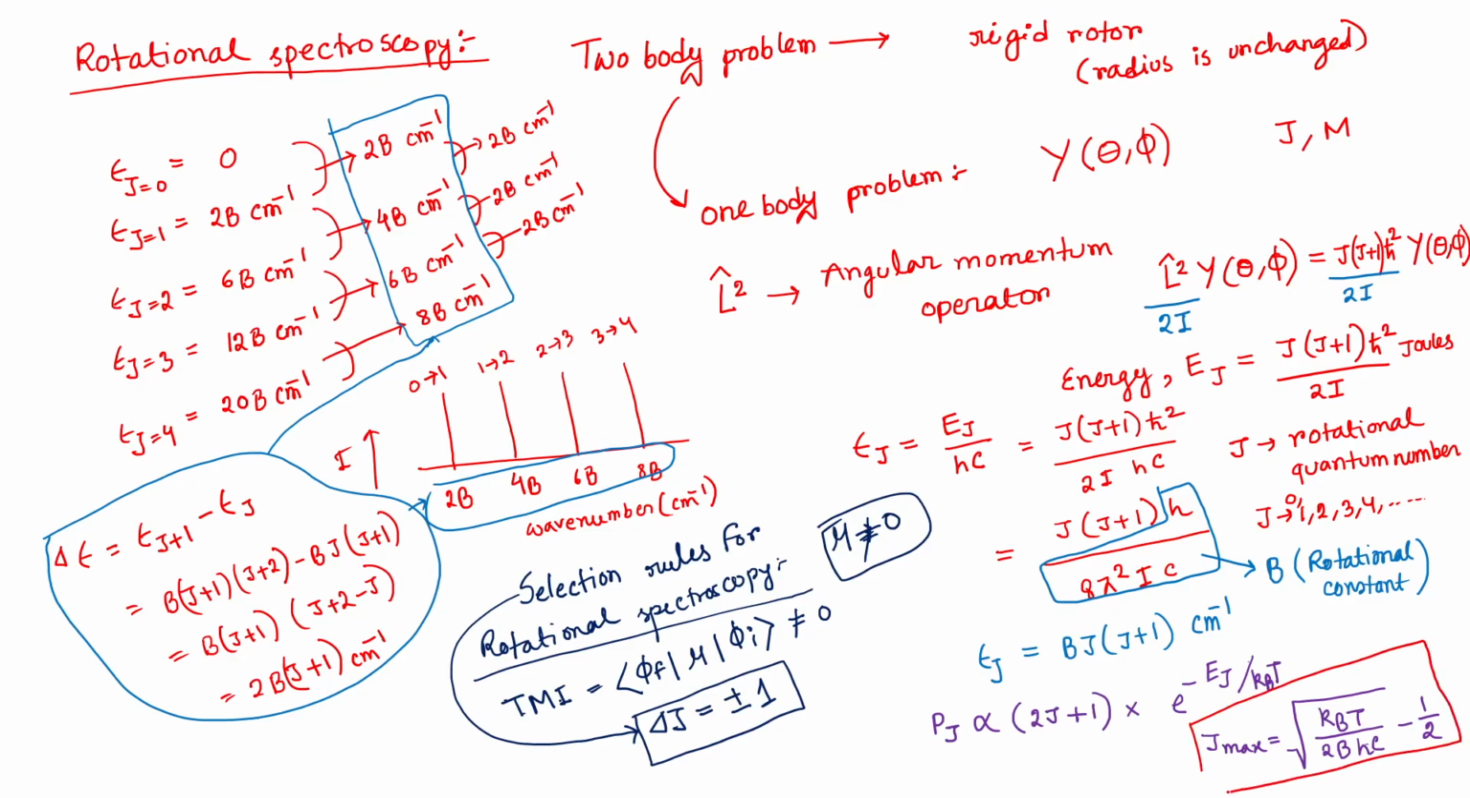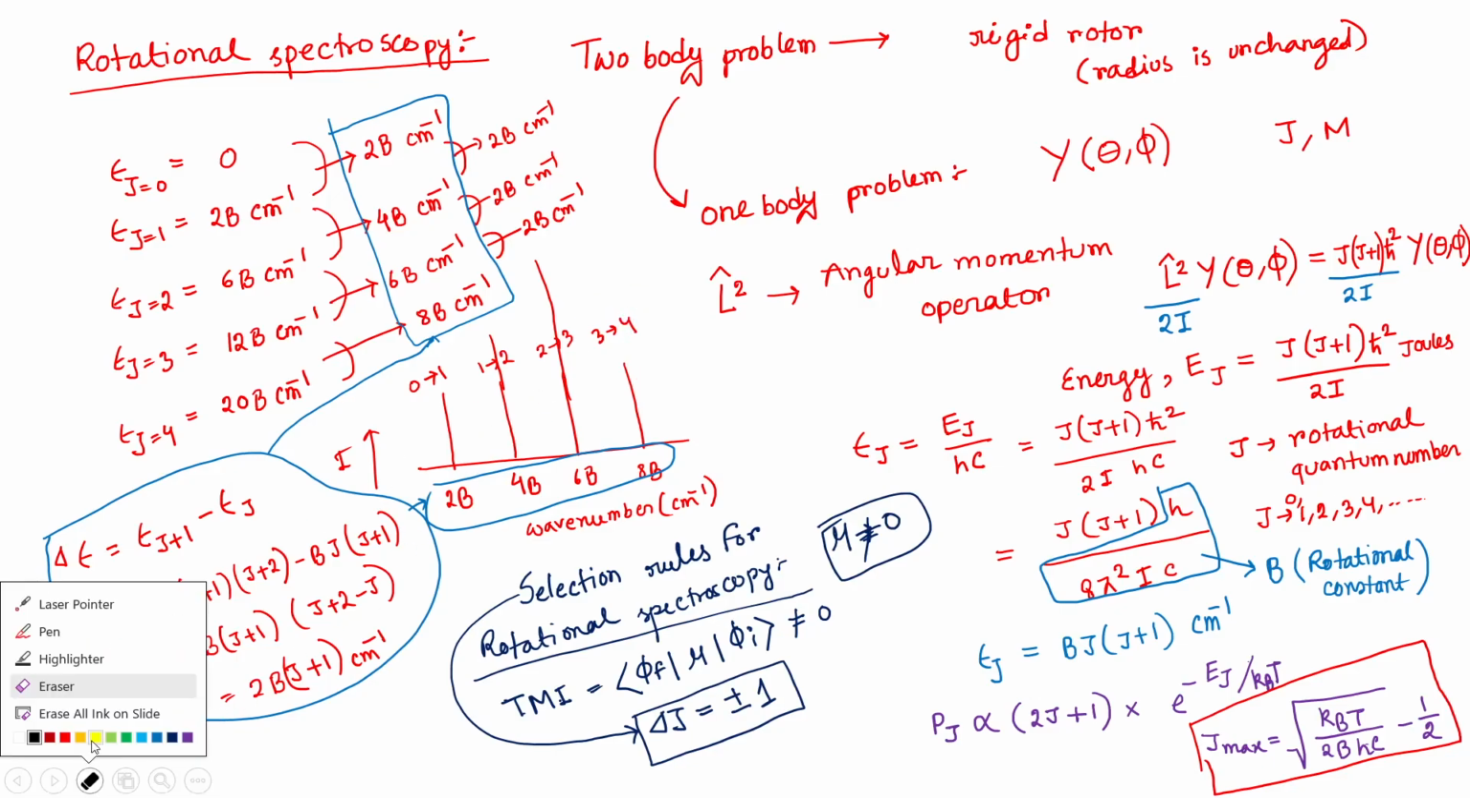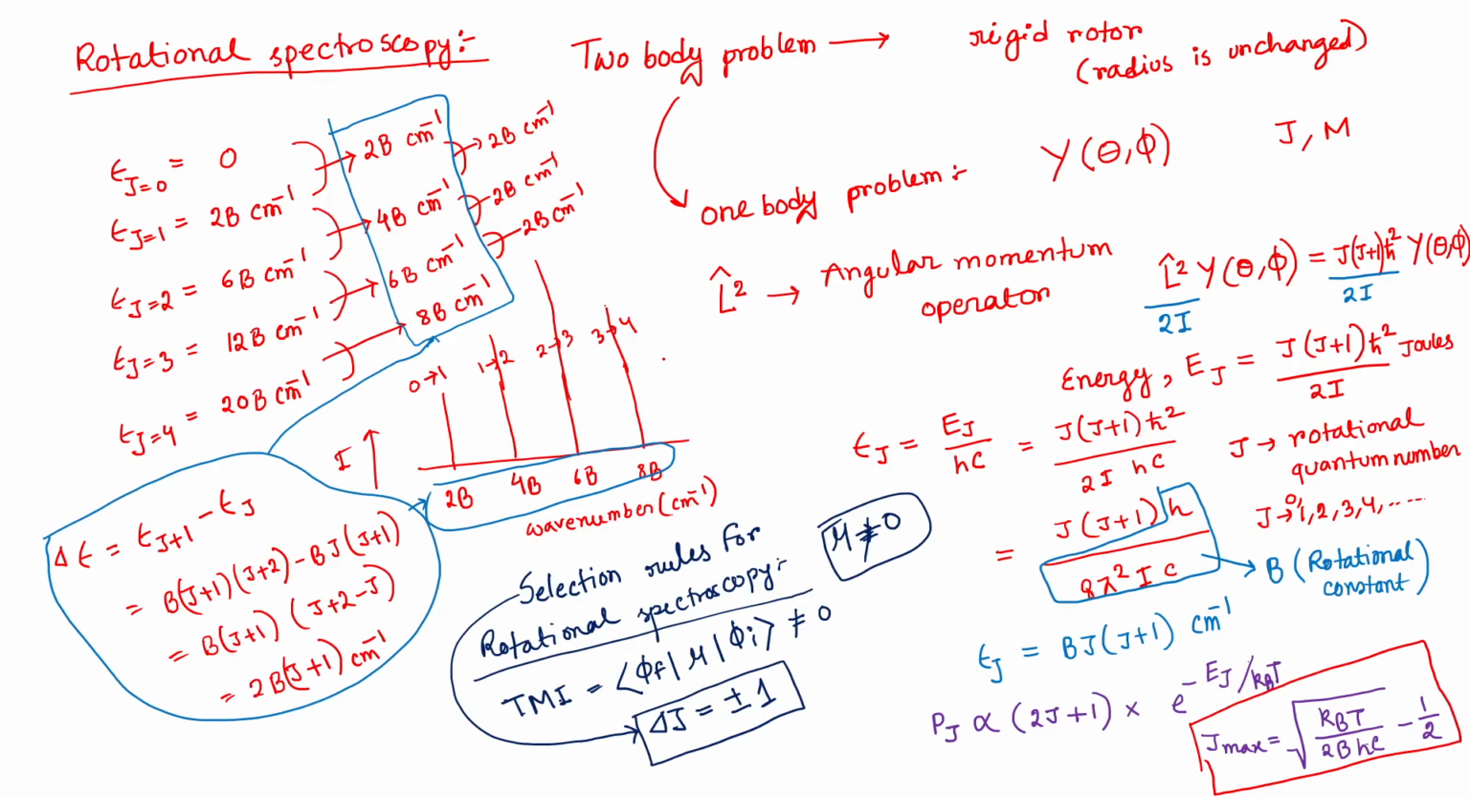What it usually tells us is that for a particular temperature, intensity will be something like this. For a particular J it will be maximum, and then again it will decrease. It will look something like this. Suppose at a certain temperature, this transition will be more visible. The second level was more populated. That is why more transition is taking place from 2 to 3.